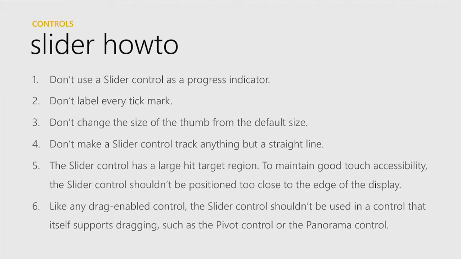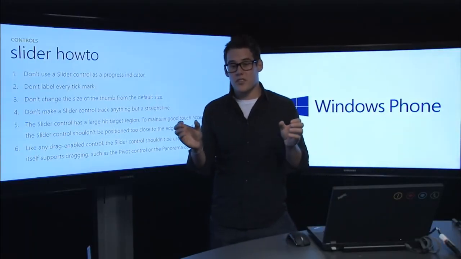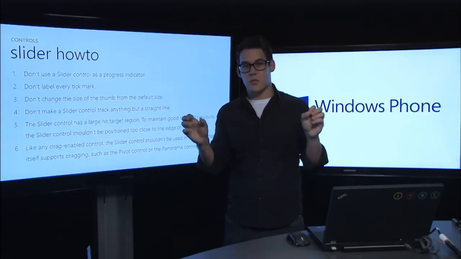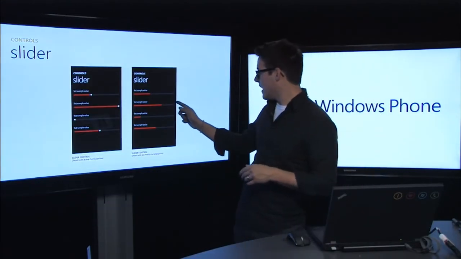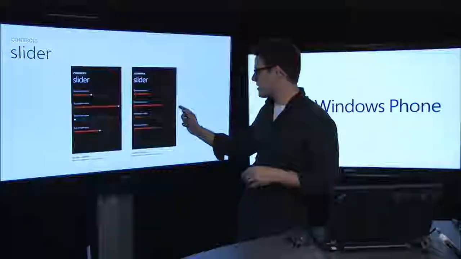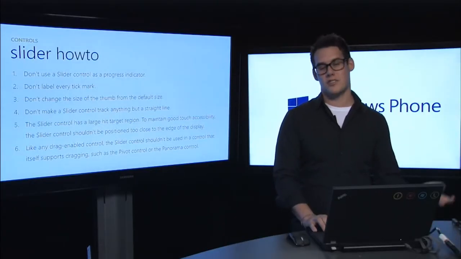The slider control has a large hit target region. To maintain good touch accessibility, don't put a lot of items right up next to it, and don't position it too closely to the edge, because remember when we were talking about hit targets? The slider control is one of the controls that we built in negative hit targets. The easiest way to hit it is to give it a little space on the sides, like you'll notice in the last slide, and the actual hit target comes out to the edge of the screen. If you bump the visuals to the edge of the screen, most of your hit target will actually not exist. So leave a little space on the sides. We recommend that with every control though on Windows Phone.